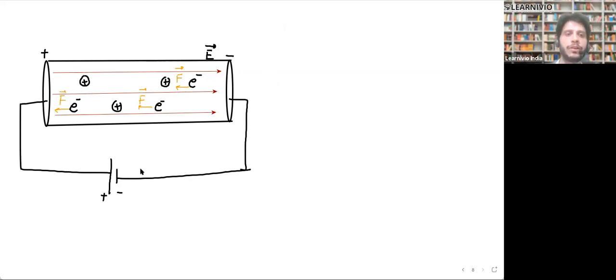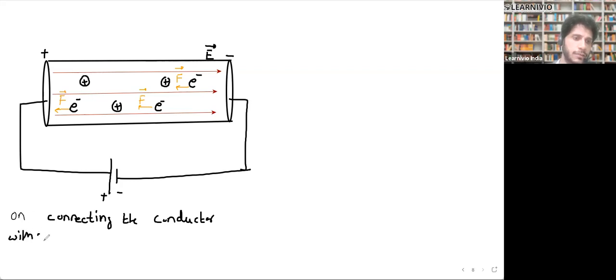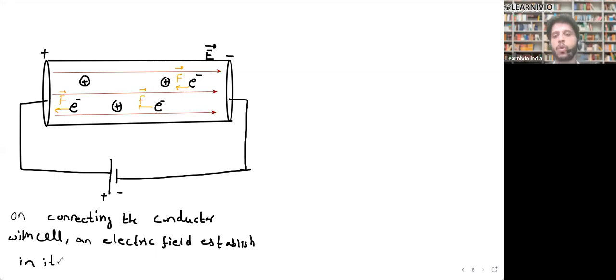So what happened when we introduced a cell? I'm writing all the details. On connecting the conductor with a cell, an electric field is established. And what does this electric field do?